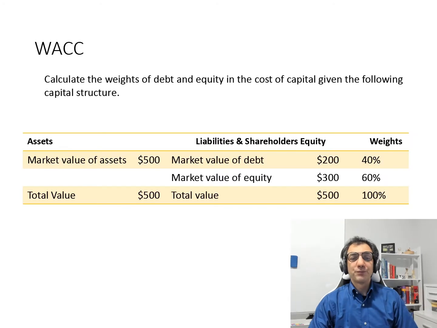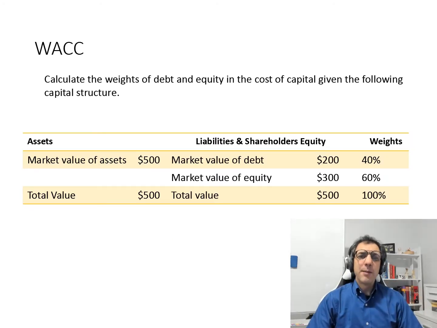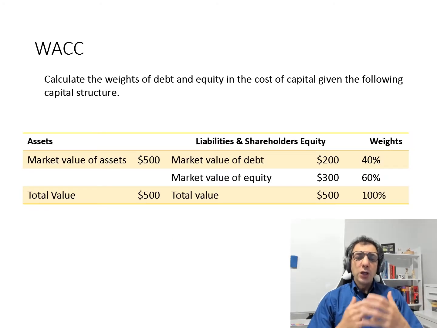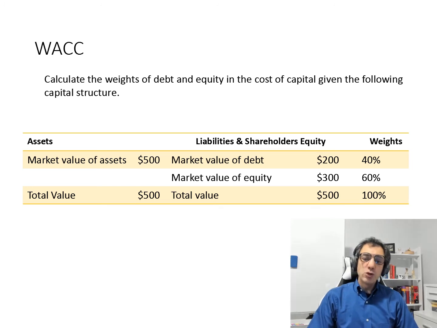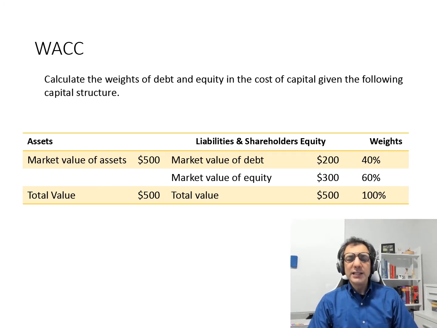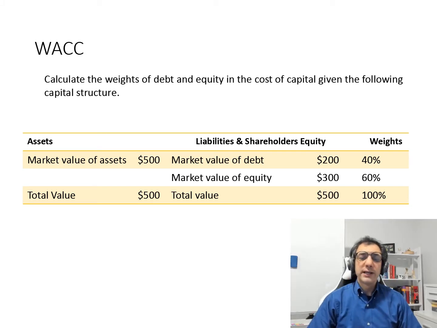Now, let's look at this example, which we have here. Usually we use the market value of assets, shareholders' equity, and debt to determine the weights when it comes to the weighted average cost of capital. If you don't have the market value, in some cases you might use the book value. And this is very common for debt. However, for the shares and for the assets, it's much better to use the market value.